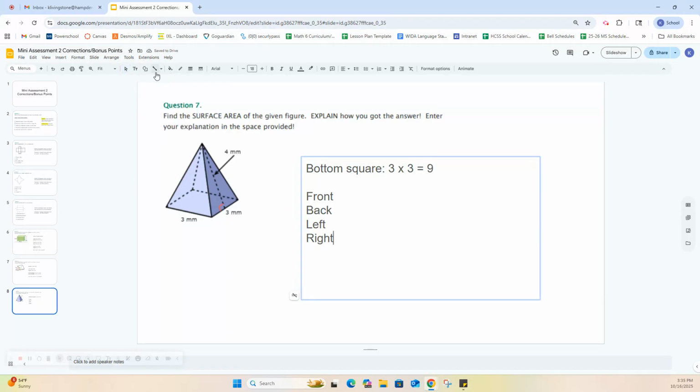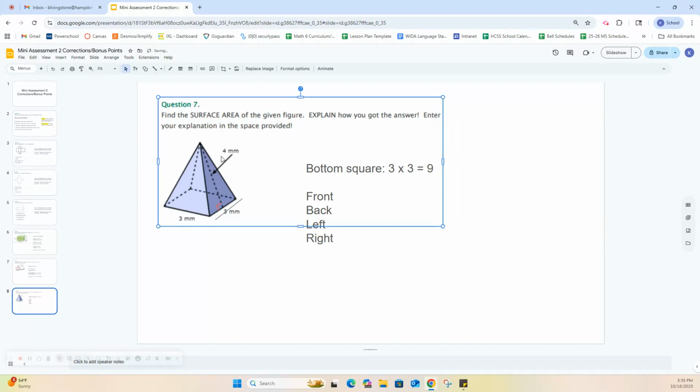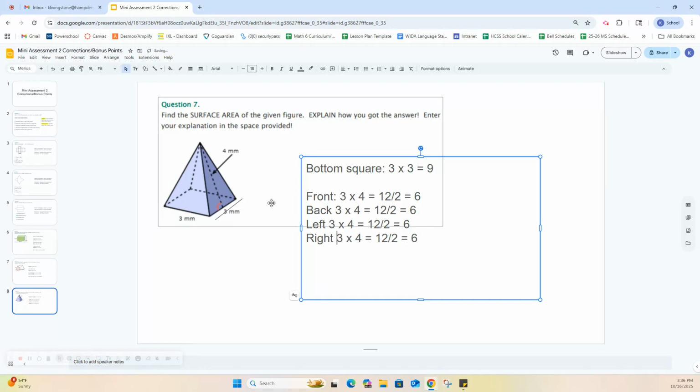The base of each of these triangles is 3 millimeters. And then it is pointing to the height of 4 millimeters. So we have 3 times 4, which is 12, divided by 2, which is 6. And again, each of these are the same, so I am just going to copy and paste it. Work smarter, not harder. All right, now the last step is to add them all together.